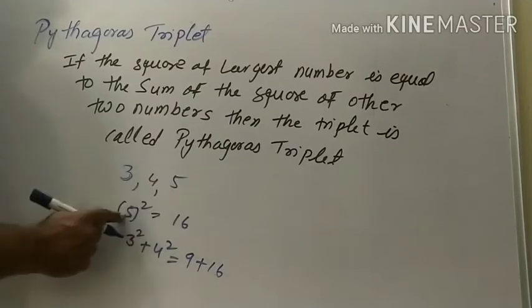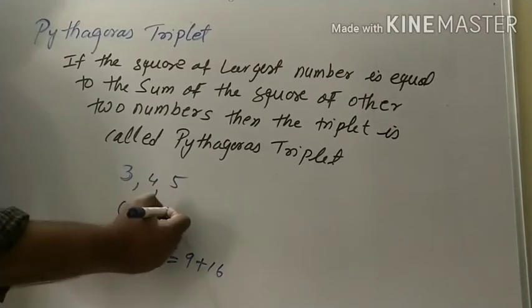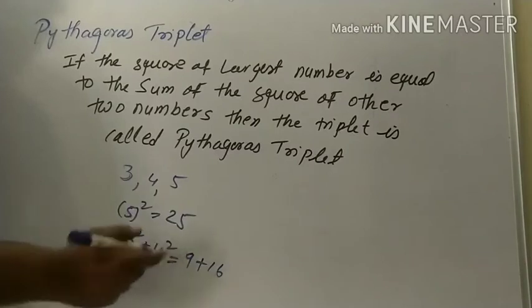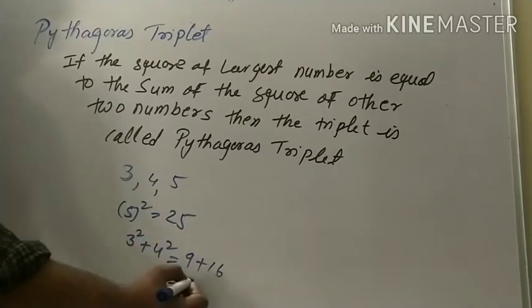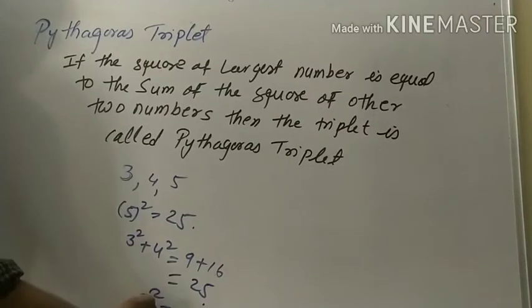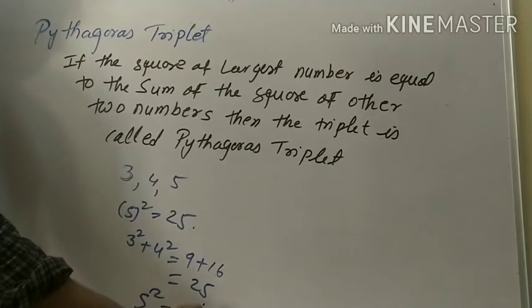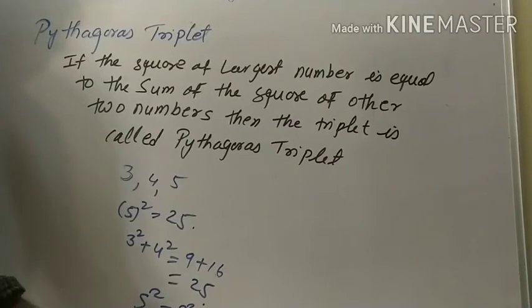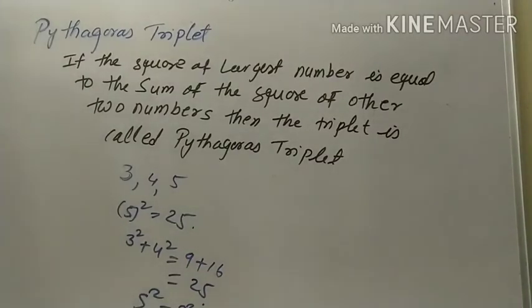The largest number is 5. The square of 5 is 25. And 3 square plus 4 square is 9 plus 16, which is 25. So 25 equals 25. So 5 square is equal to 3 square plus 4 square. Therefore it is a Pythagoras triplet.